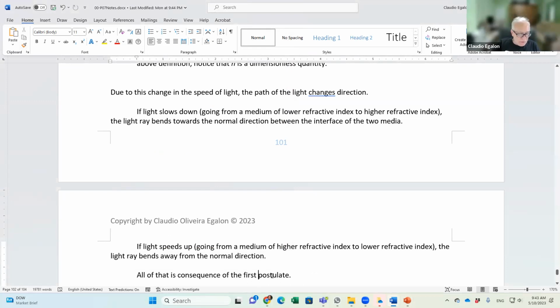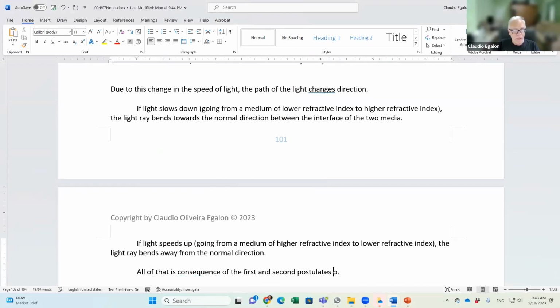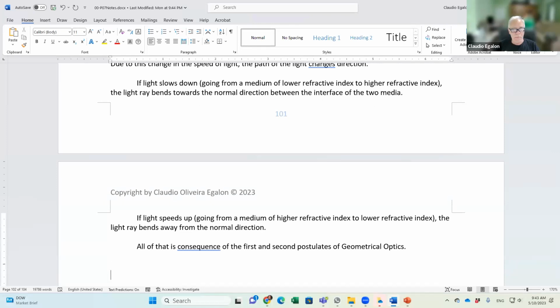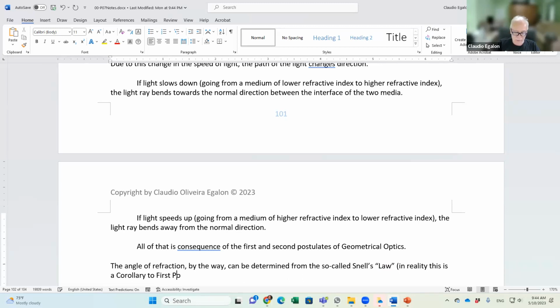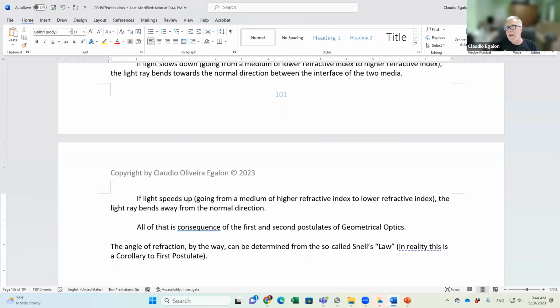By the way, the first and second postulates of geometrical optics. Another consequence: the angle of refraction can be determined from the so-called Snell's law. And again, I'm going to put that between quotes. It's not a law. In reality, this is a corollary to the first postulate. And well, I'm not going to derive this Snell's law here.